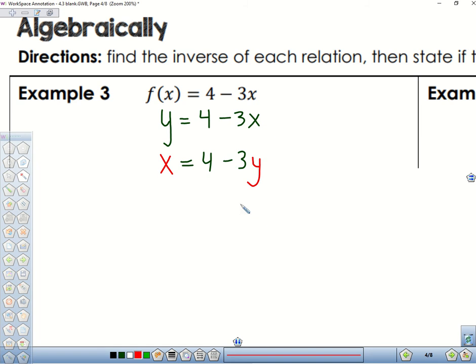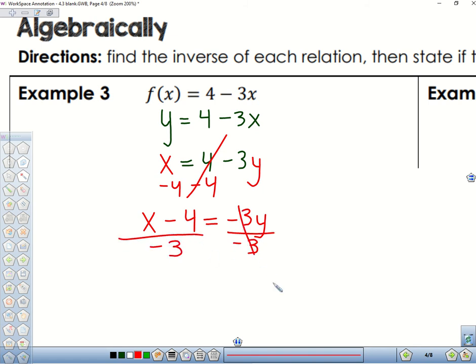Once you flipped x and y, you're now going to solve for your new y to get it by itself. Okay? So I'm going to subtract 4. I have x minus 4 is equal to -3y. I'm going to divide both sides by -3, which leaves me with y equals, and remember this is an implied 1, so this is -1/3 x plus 4/3. So I just divided both terms by the -3. You guys with me so far? So this right here is what we call our inverse, okay?